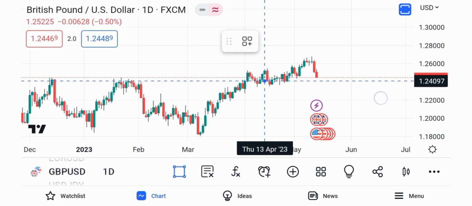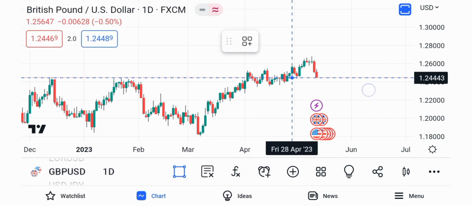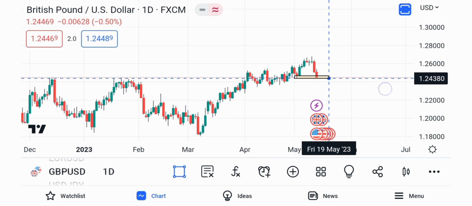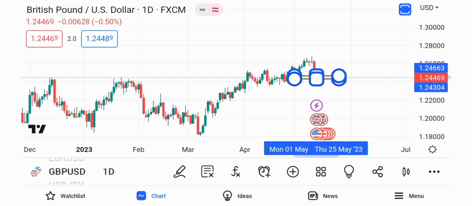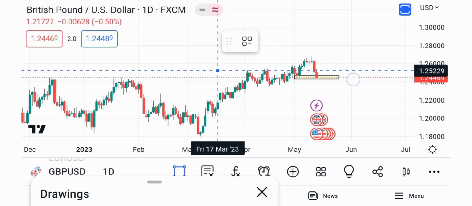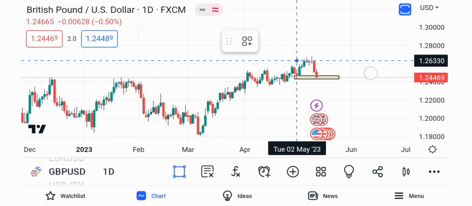Now we can spot this key level here. Price has gotten to this level, and we can also see this level here. Can also spot another level here.